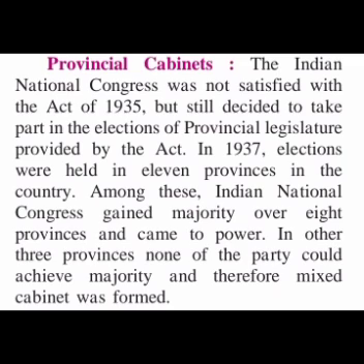Among these, Indian National Congress gained majority over 8 provinces and came into power. In other 3 provinces, none of the party could achieve majority and therefore mixed cabinet was formed. So students, out of 11 provinces, Indian National Congress gained majority over 8 provinces and the remaining 3 provinces could not achieve majority, therefore mixed cabinet was formed.